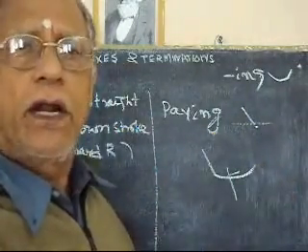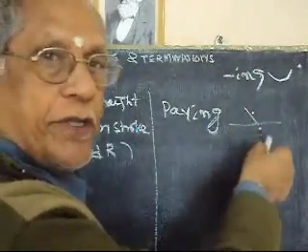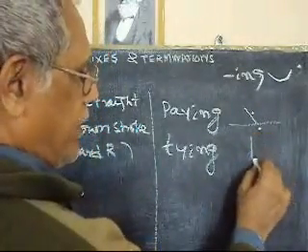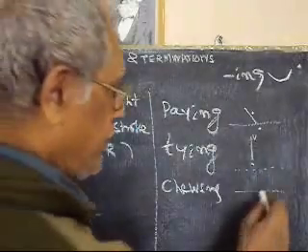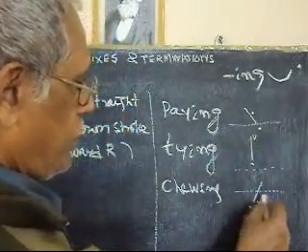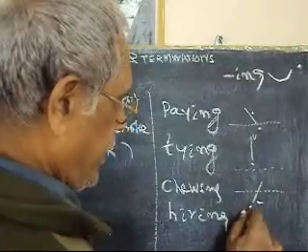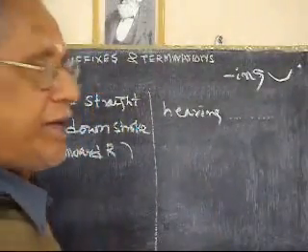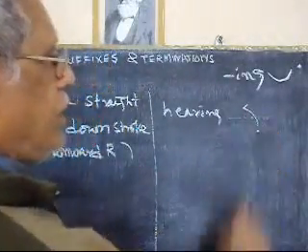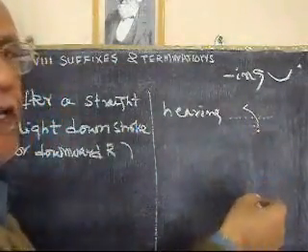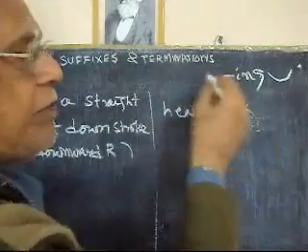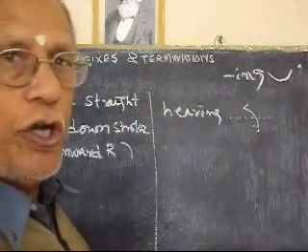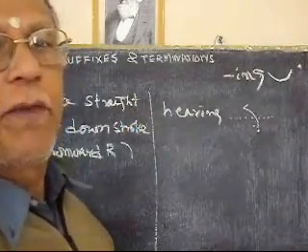This dot is a light dot. Write the stroke, then put the dotting, then put the vowel sign. Tying, chewing, hiring, hearing. After putting the dotting, you can vocalize. Like this, after a straight light downstroke or downward R, the dotting may be used.